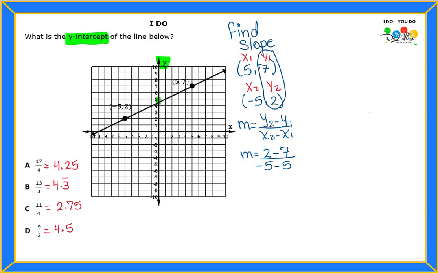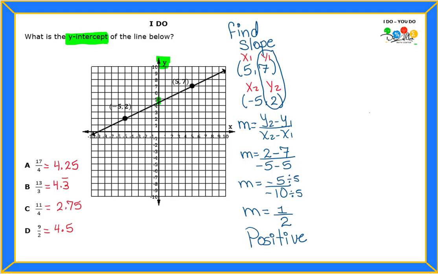Okay, good so far? All right, let's move on. M equals, what's 2 minus 7? It's a -5. Very good. What about -5 minus 5? It's a -10. Okay? If you simplify that, negative divided by a negative gives you a positive. And simplify means I want to find the number that can divide both of them. And that gives me 1 over 2. What kind of a slope is that one? The slope is positive, exactly.